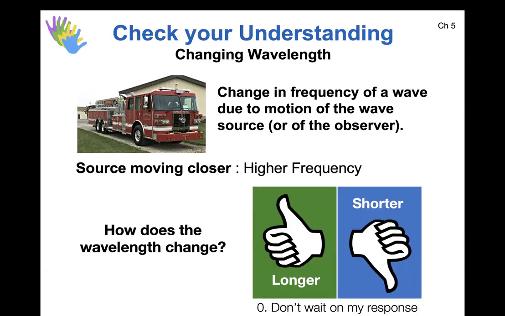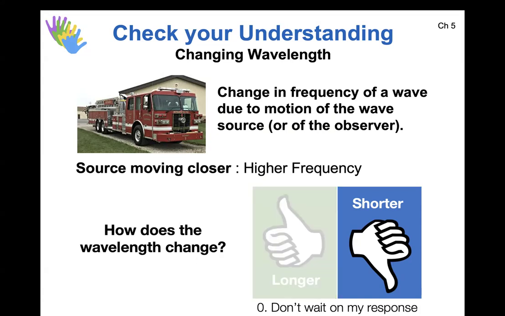Moving away, shifted to lower frequency. All right. So source moving closer, higher frequency. How does the wavelength change? Well, I think you know this one. If the frequency goes up, the wavelength goes down, which means it gets shorter.